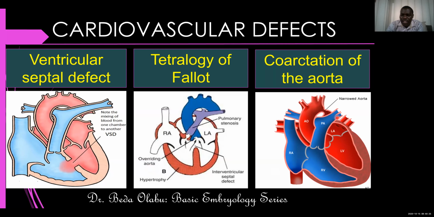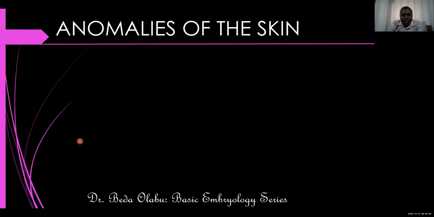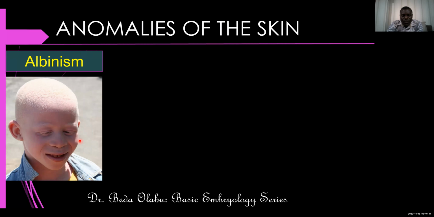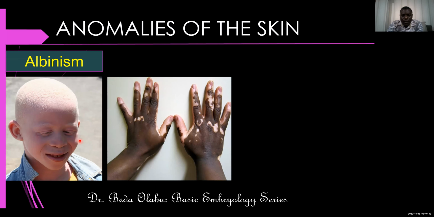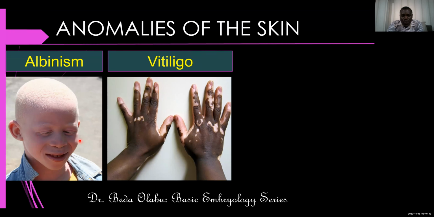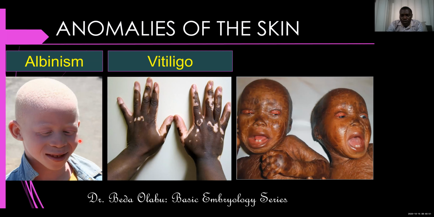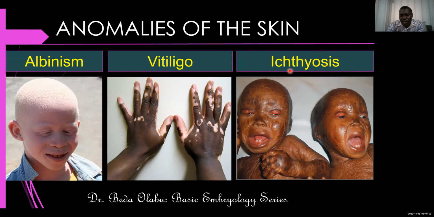You can have abnormality of narrowing of the aorta. We call that coarctation of the aorta. Relatively common malformations, actually. In the skin, of course, you are aware about albinism. You're also aware about vitiligo. You may not be aware about this one, but you can have excess keratinization. Then you call it ichthyosis.